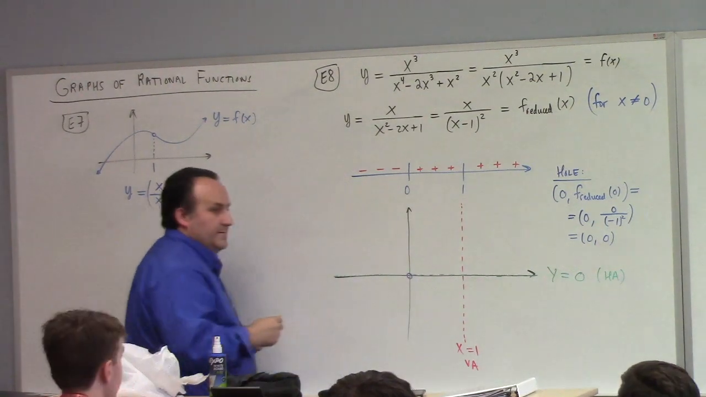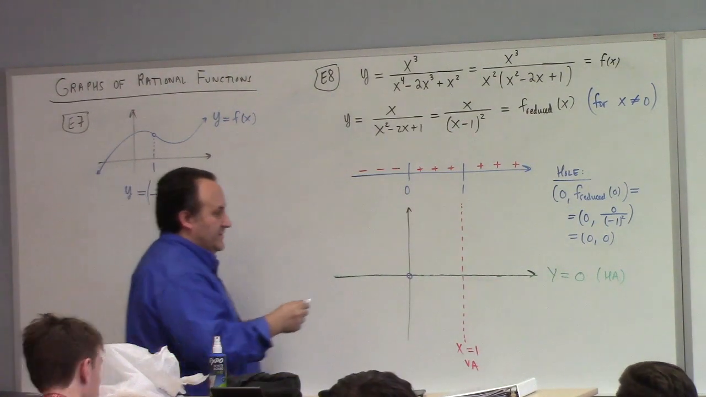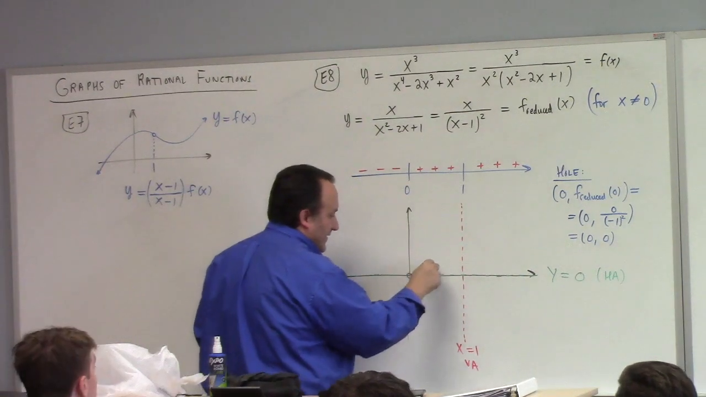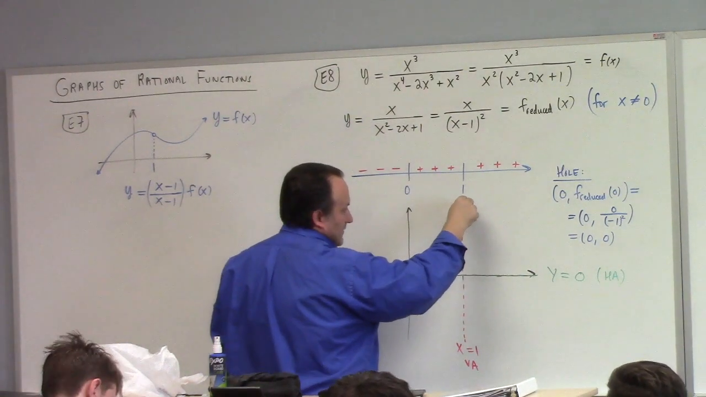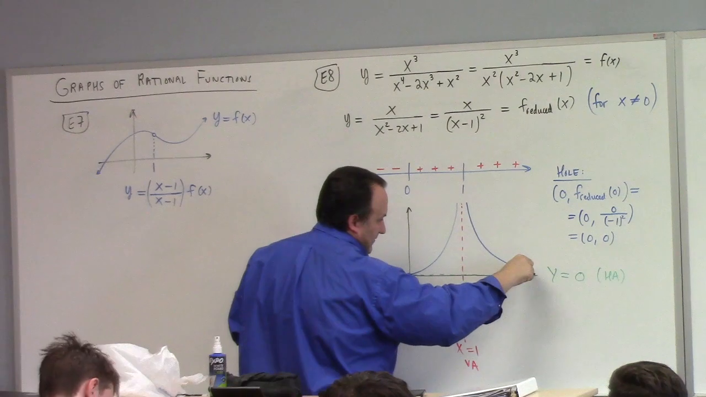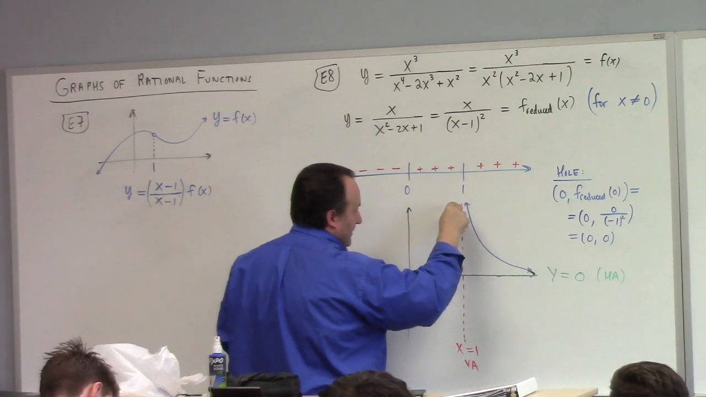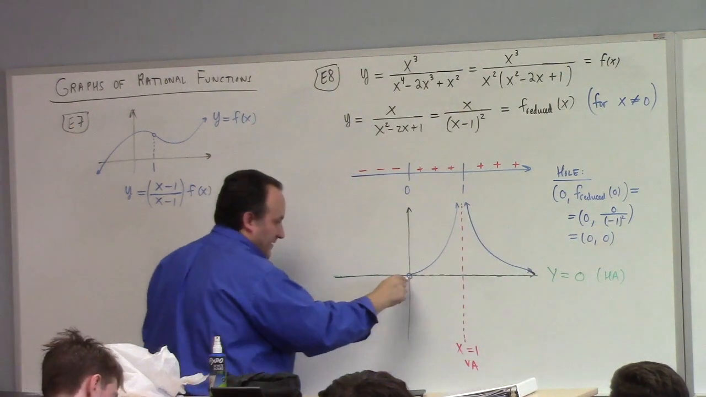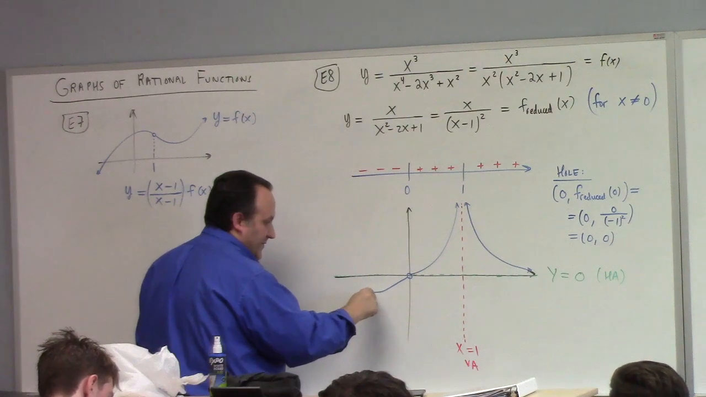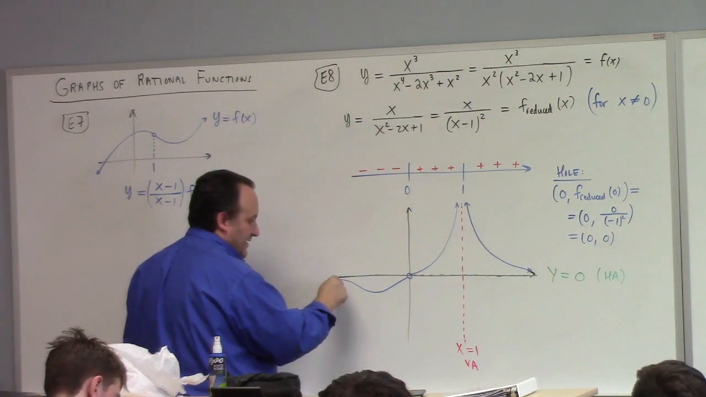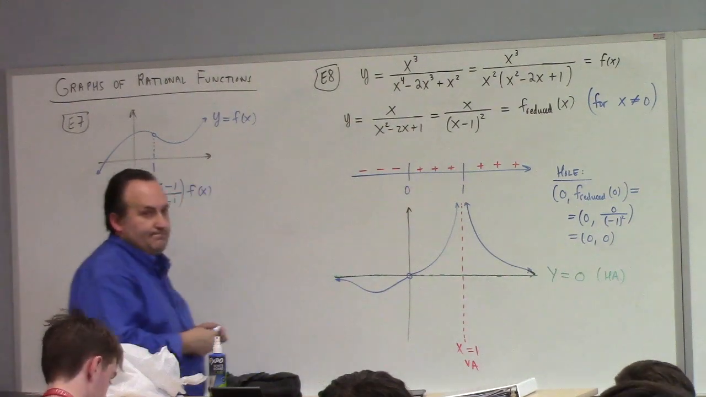Little circle right there. And so what the graph has to look like is something like this. It's a volcano, right, because we've got that repeated factor there. And then there's a hole in the graph. It comes down here, and then it has to come back up eventually because its horizontal asymptote is y equal to 0. So it's got to look something kind of like that.